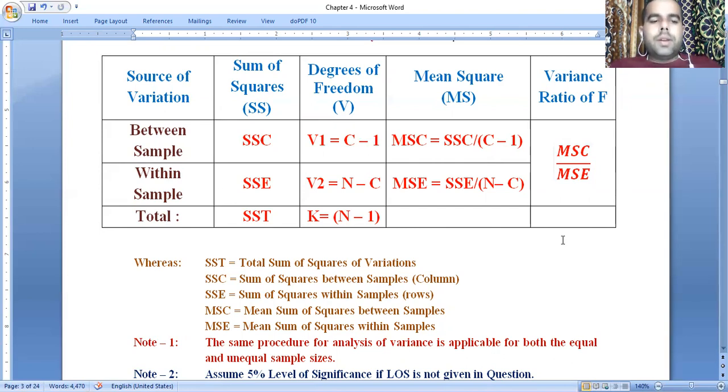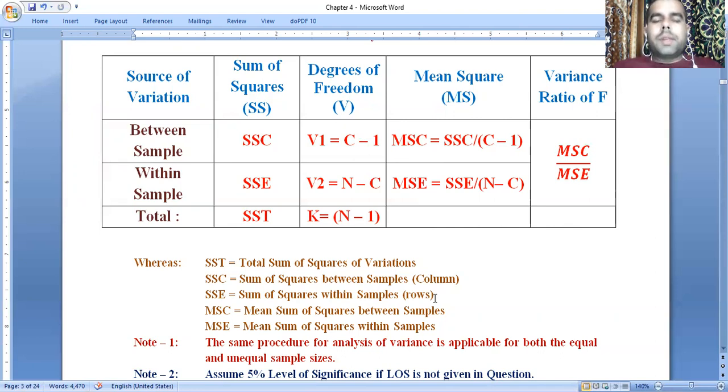Next, a small note 1 and note 2 are there. These are very important. While you are doing this problem, observe carefully. Note number 1: the same procedure for analysis of variance is applicable for both equal and unequal samples. Both equal and unequal samples, meaning in the given question paper.